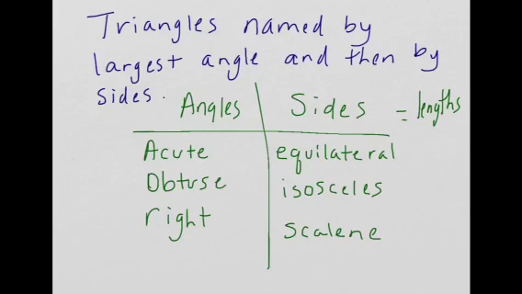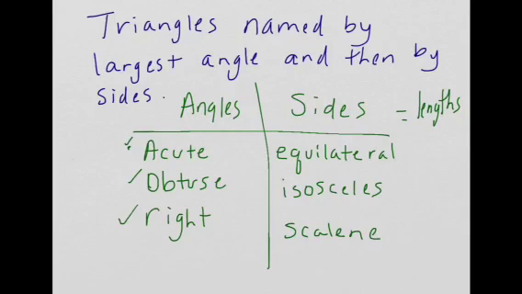All right, when we're looking at triangles, we're going to name a triangle first by looking at its largest angle and then by looking at its sides. You have 3 choices to name a triangle using the angles. You can use acute, you can use obtuse, and you can use right. So make sure that you write those down. Those are your 3 choices for naming the triangle by its angles.